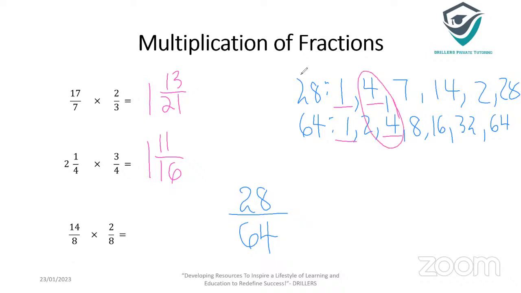So that means to reduce it, we're going to divide the top and the bottom by 4. If we divide 28 by 4, we'll get 7. And if we divide 64 by 4, we'll get 16. So the final answer is 7/16.